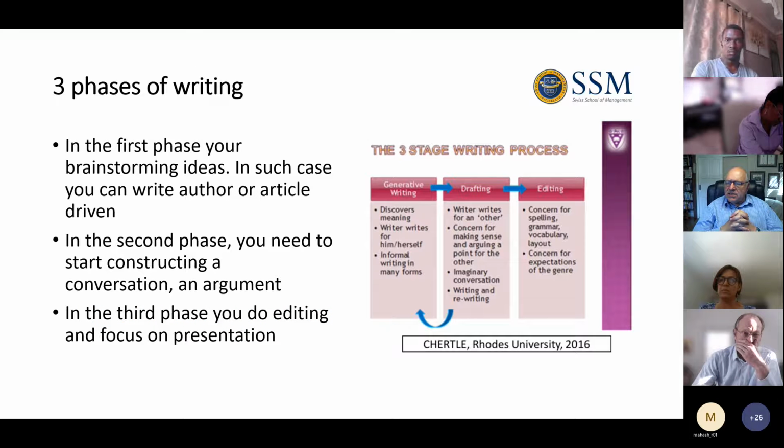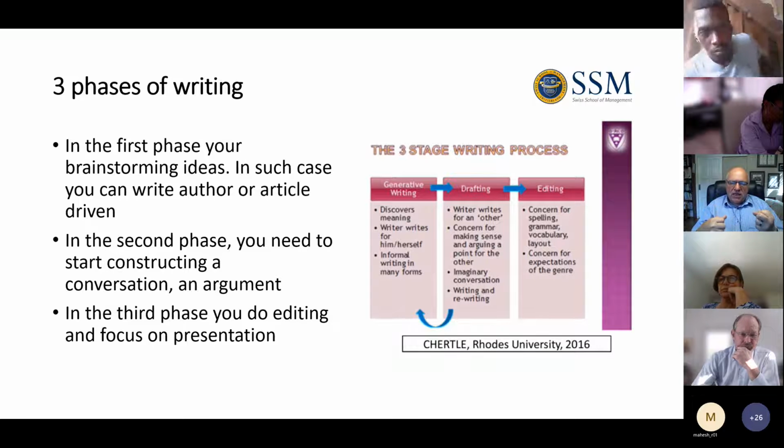In this slide, you can see this is from another author. They talk about the pre-writing phase really as the generative writing, where you generate ideas. So it's really a very creative phase where you generate ideas and you don't care too much initially. You brainstorm ideas, and you can write sort of author or article driven. So you can summarize maybe what the one author said, what the other ones said, and you capture all of this information.